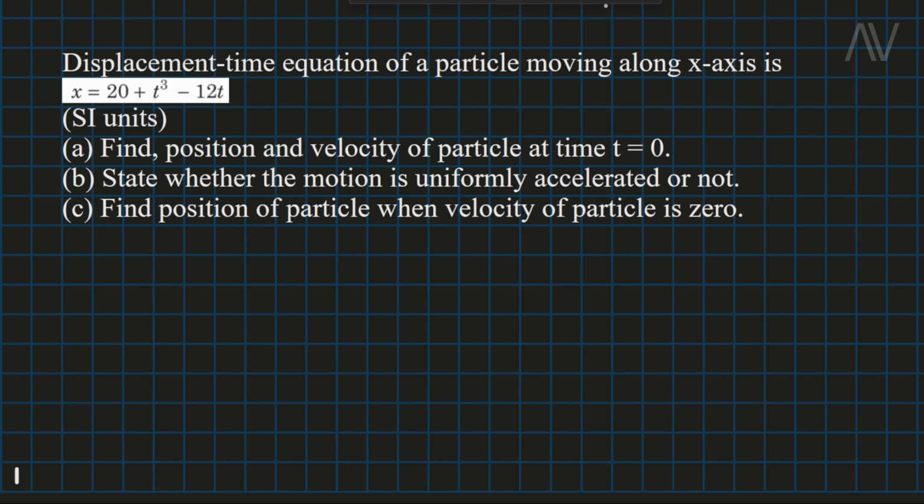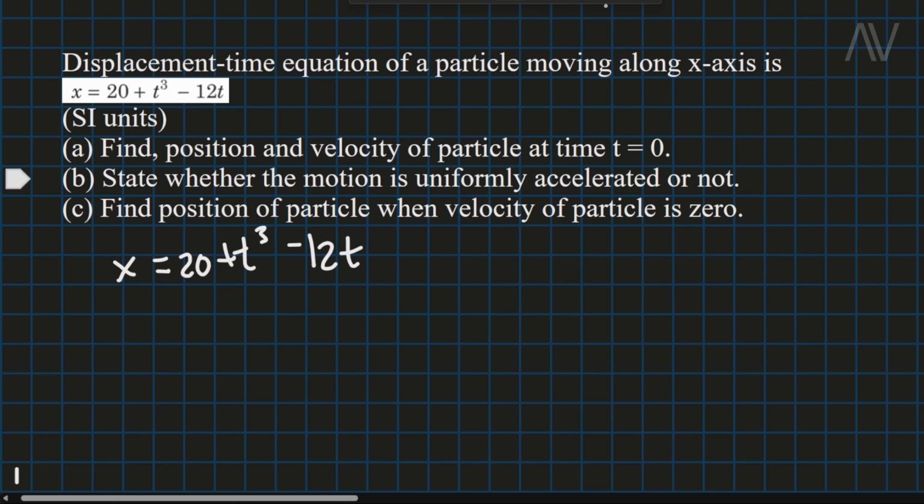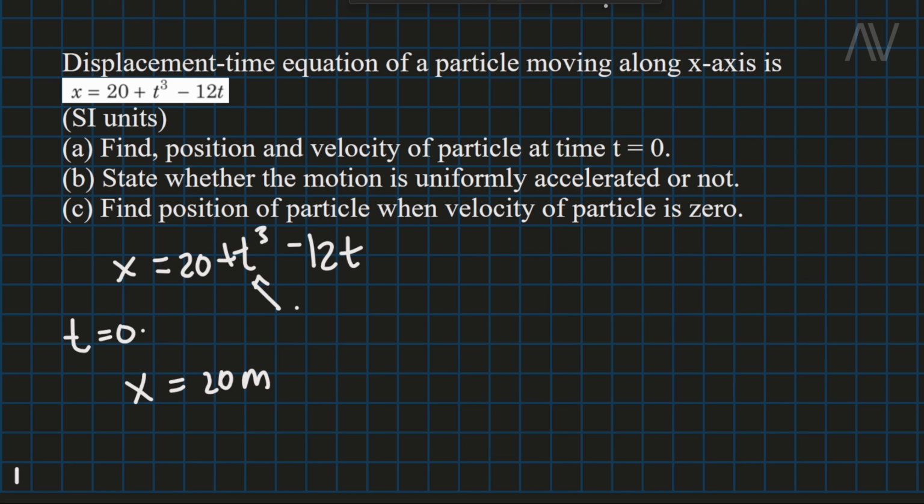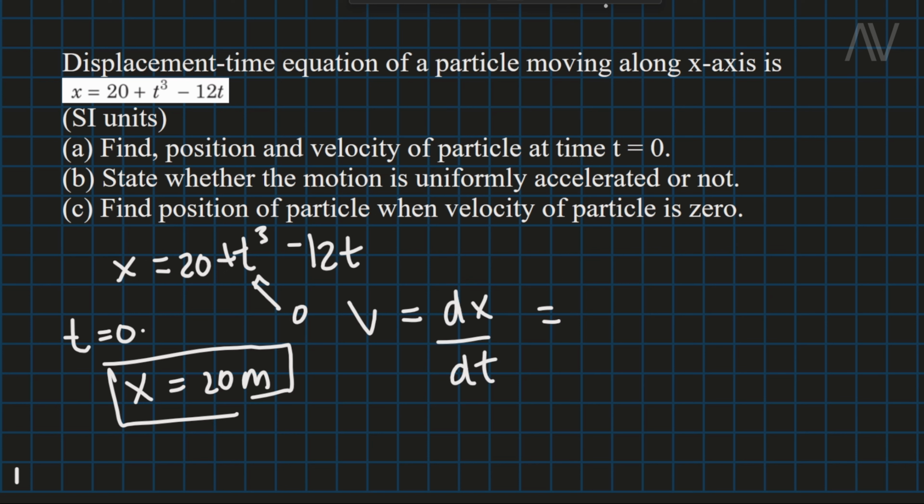They have given the value of x as 20 plus t cube minus 12t. They have asked for the position and velocity of the particle at t equal to 0. At t equal to 0, we insert the value of t as 0 and we get the position to be 20 meters. Similarly, for the velocity at t equal to 0, we differentiate displacement with respect to time. So we get 3t square minus 12, and at t equal to 0 it would be equal to negative 12 meters per second.